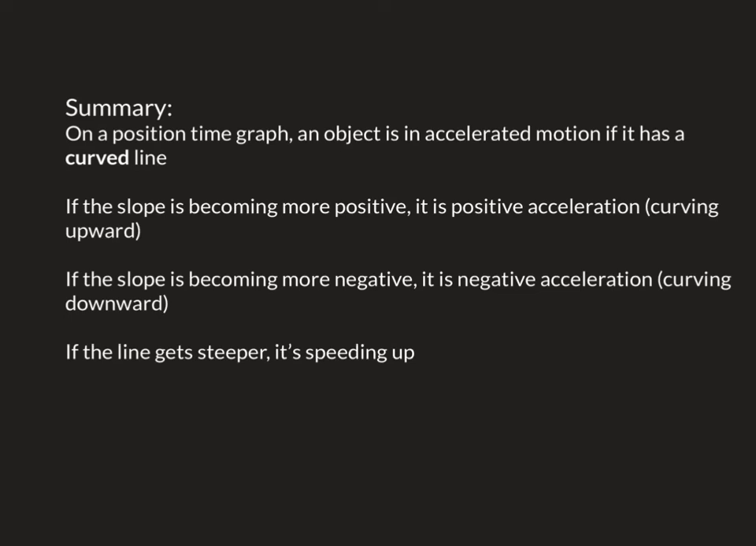All right. And if the line gets steeper, it's speeding up. If the line gets less steep, it's slowing down. So that's all the information I can tell from a position time graph.